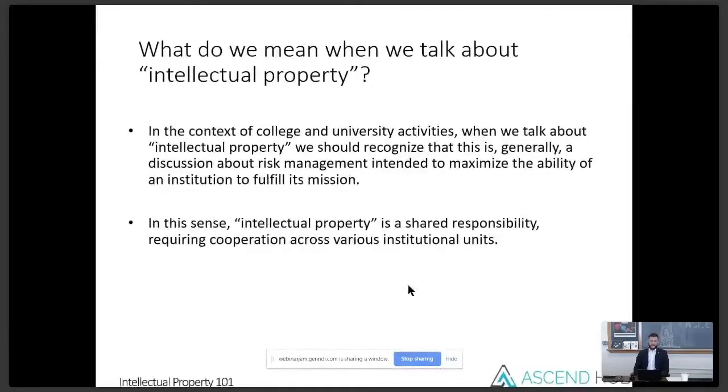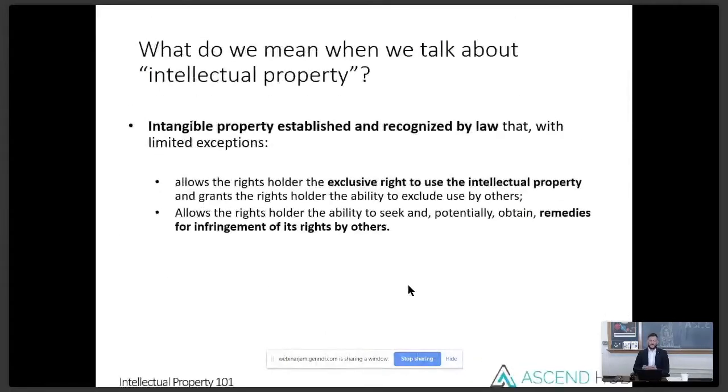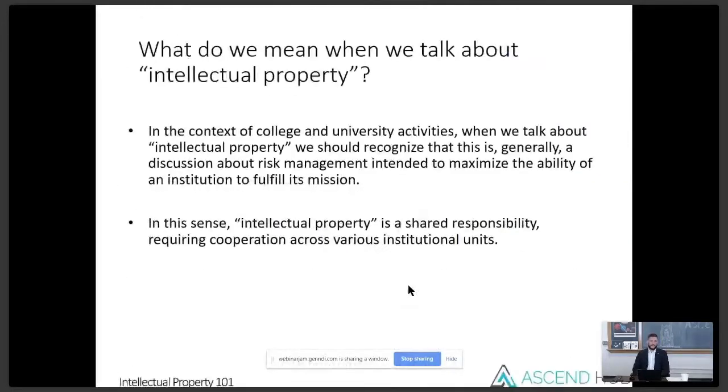But at the very basis, we're talking about a legal system for legal rights that allows you to enforce your rights against others by obtaining remedies against those who practice your invention without the right to do so. So in the context of college and university activities, we're largely talking about a risk management practice. And in this sense, intellectual property is a shared responsibility for all of those at an institution. And that's why it's important for every researcher to have a basic understanding of the concepts that we'll discuss today.